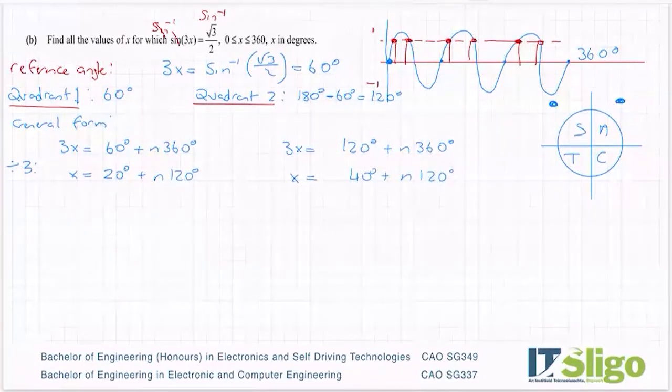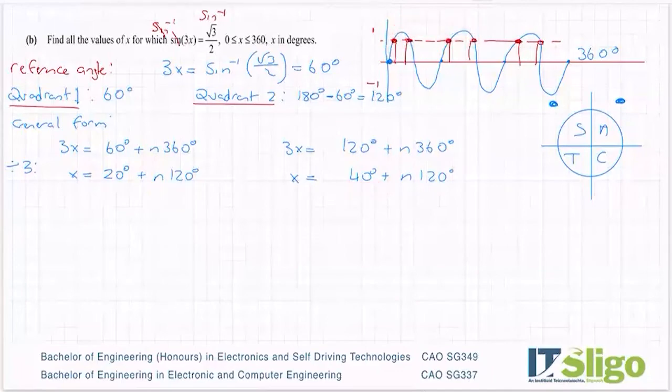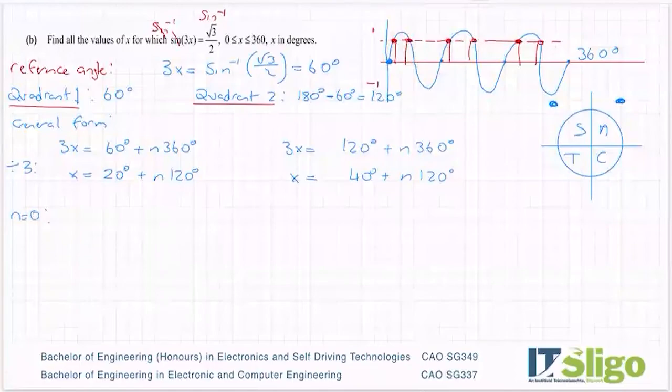To tie it back to our diagram, I know that's my 20 degree angle and that's my 40 degree angle. I know my next one occurs 120 degrees up from the 20, and 120 degrees up from the 40. And then the next one occurs another 120 degrees up, and another 120 degrees up. So the next step: n is equal to 0, so I've done no rotations. Let's find out my angles on the first cycle.